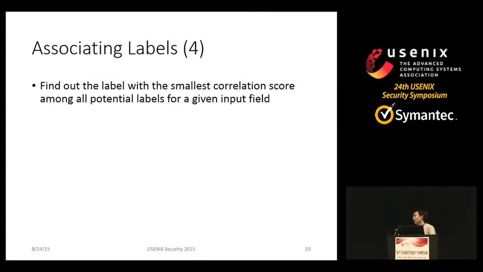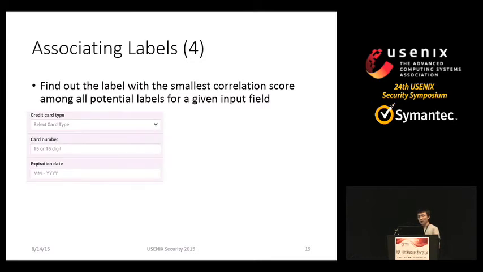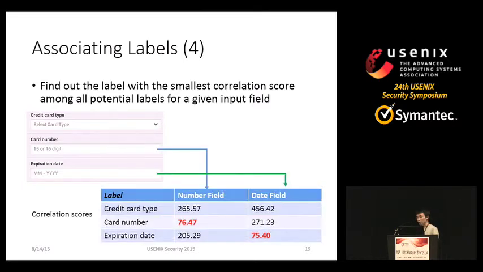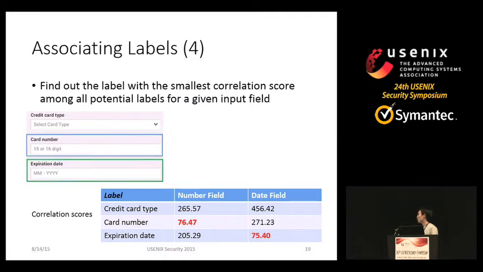And usually, an input field may have more than one alternative label. Then SUPOR selects the one with the smallest correlation score. In this example, both the input fields, card number and the expiration date, have 3 alternatives. And the correlation scores are shown here. Based on our policy, the label card number is associated with the number field, and the label expiration date is associated with the date field.